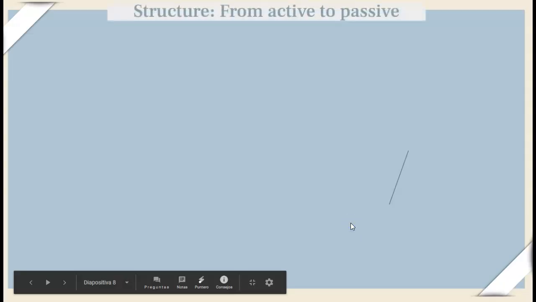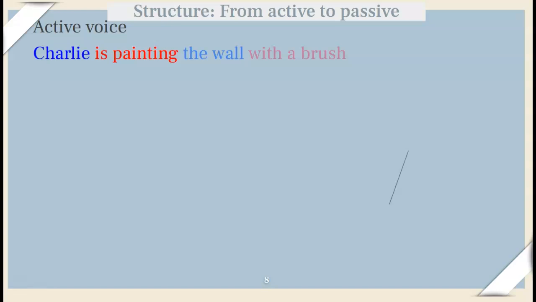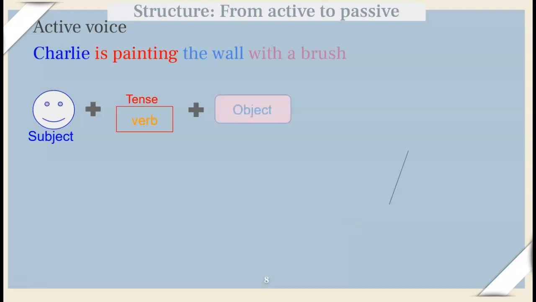Okay, so how do we change from an active sentence to a passive sentence? For example, the active sentence goes like this. Charlie is painting the wall with a brush. We need to identify the subject, in this case, that is Charlie, the verb, that is painting, and the tense. The tense is present continuous. Then the object, that is the wall, okay? And then in this sentence, we have an instrument: with plus the instrument.